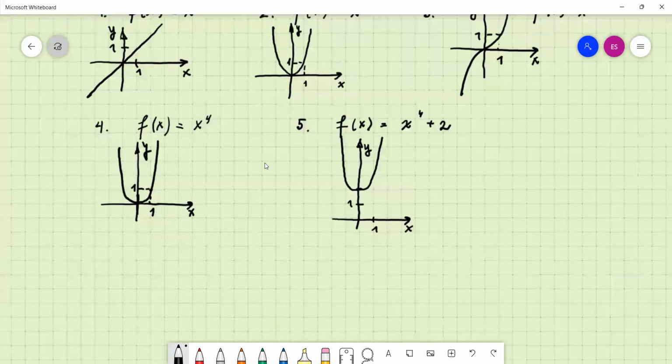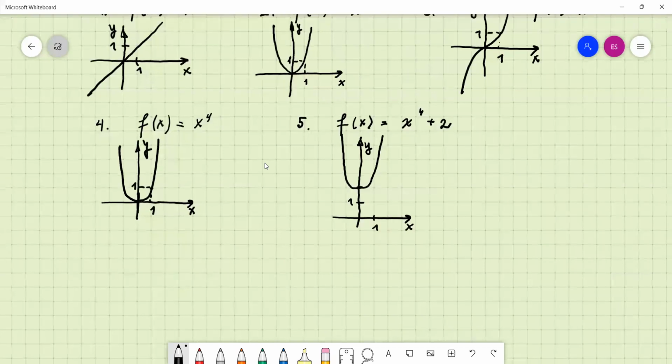Okay, so what do we need to know about polynomials? The first thing we'll need to know is end behavior.